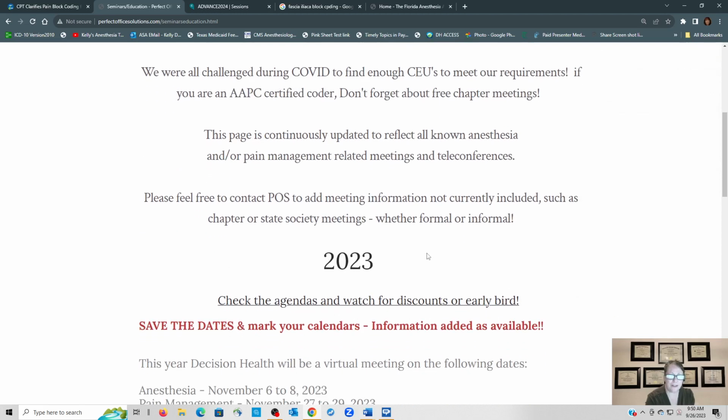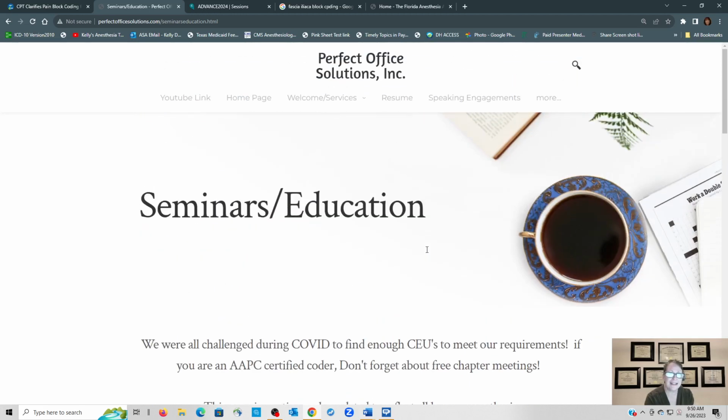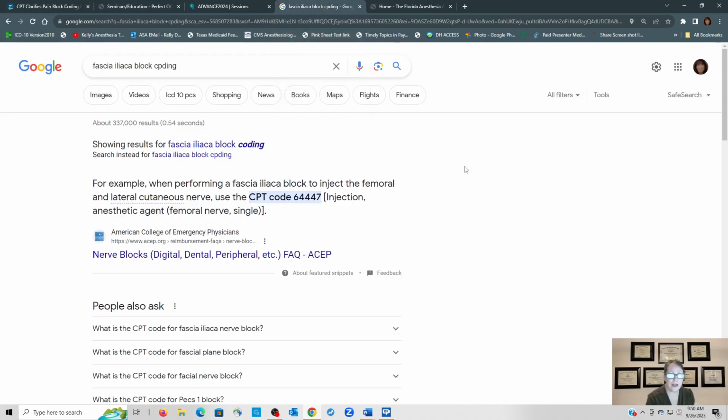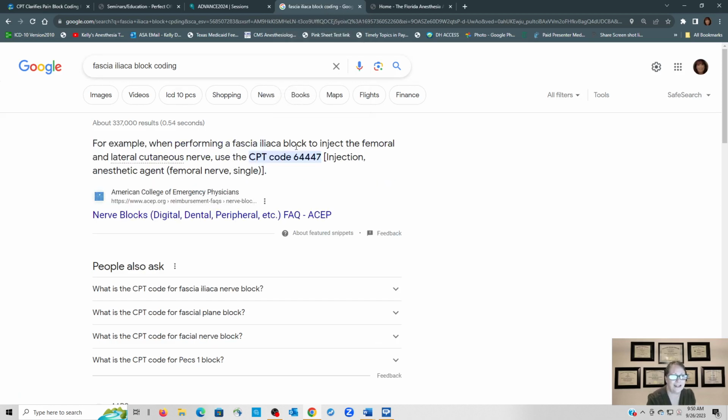So here I will leave all of these links for you, but let's get back to the main thought for today, which is the fascia iliaca coding. I want to give you caution. If you are looking for a code for this and you are not sure where to go and you just plug it in, you have to use caution, because the very first one that pops up is an incorrect code. So that's not something that you want to pay attention to.